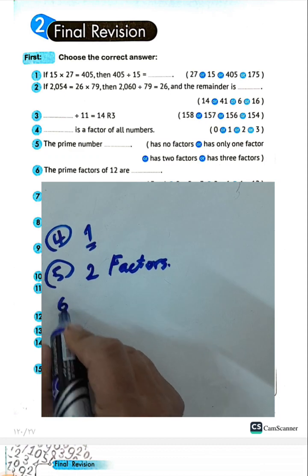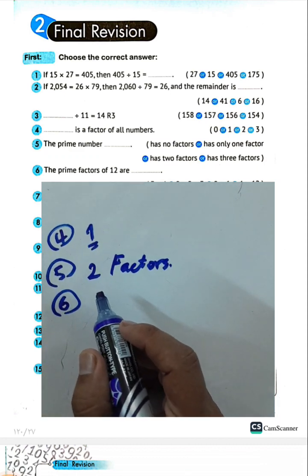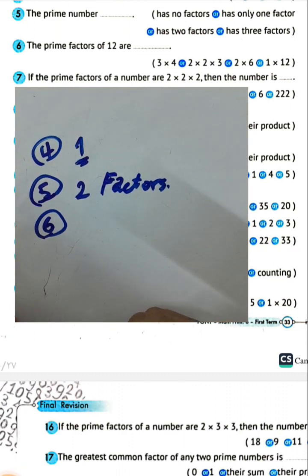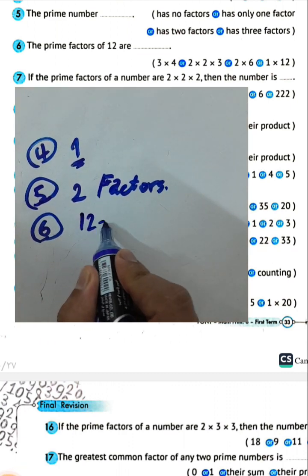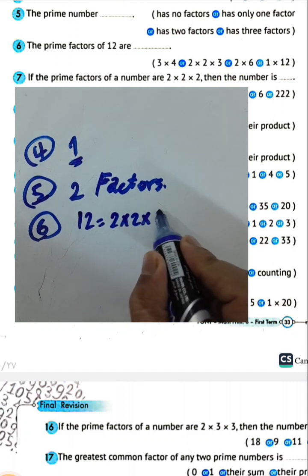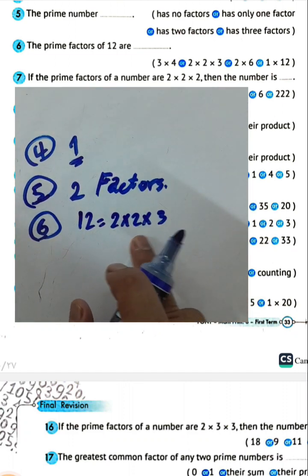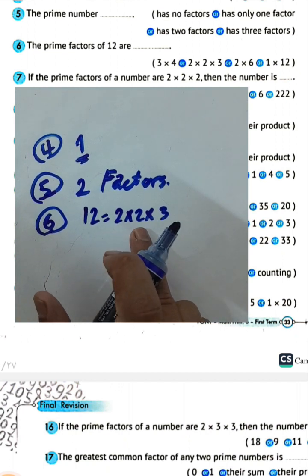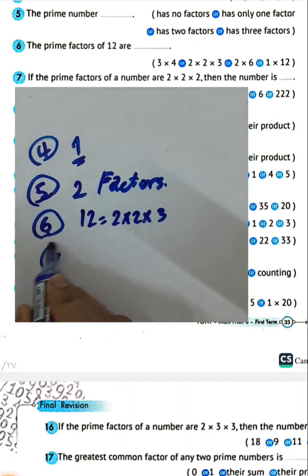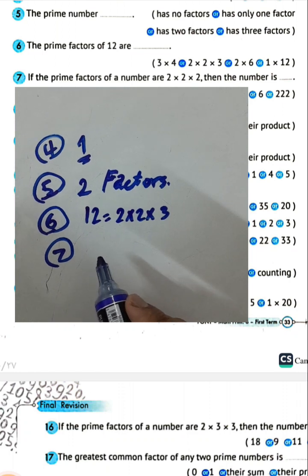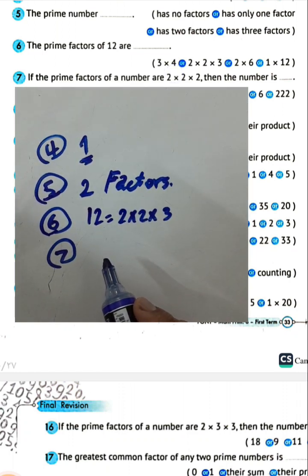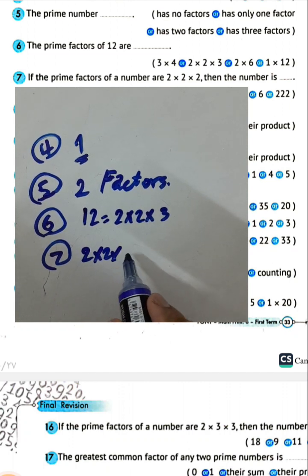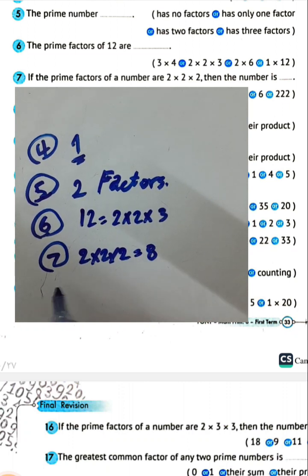Question number 6. The prime factors of 12 are blank. We know 12 equals 2 times 2 times 3, because 2 times 2 equals 4 and 4 times 3 equals 12. The prime factors of 12 are 2 times 2 times 3. Question number 7. If the prime factors of a number are 2 by 2 by 2, then the number will be what? 2 by 2 by 2. The result will be equal to 8.